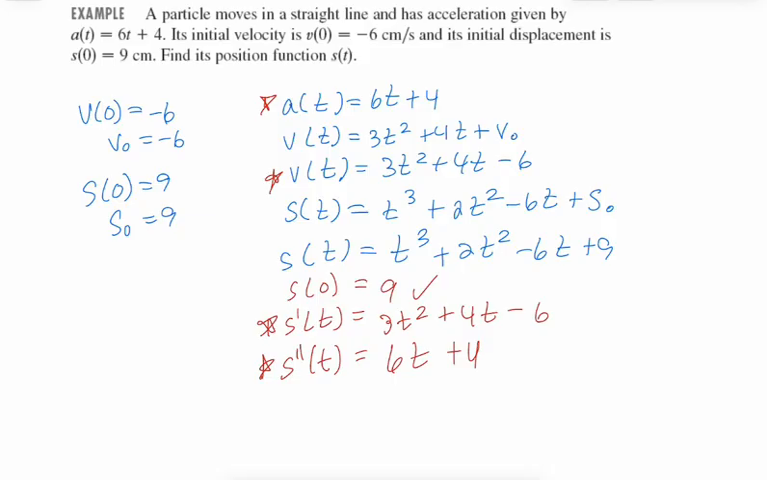And you could plug in the velocity of 0. You better get -6. That also works. The velocity of 0 does equal -6. So remember, that's your velocity. That's your acceleration. Okay?